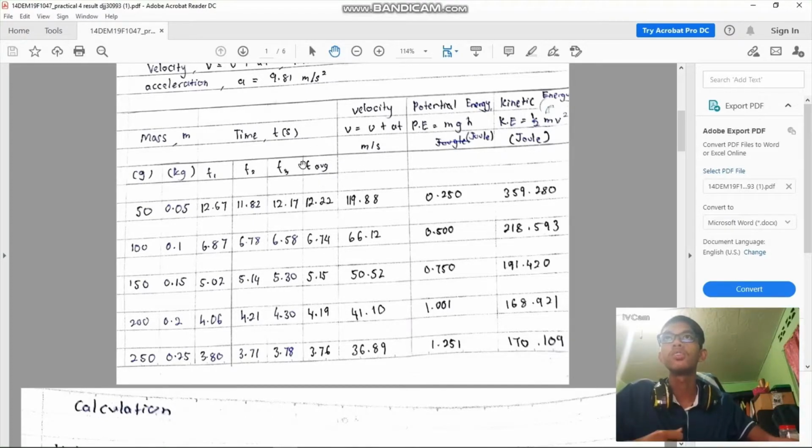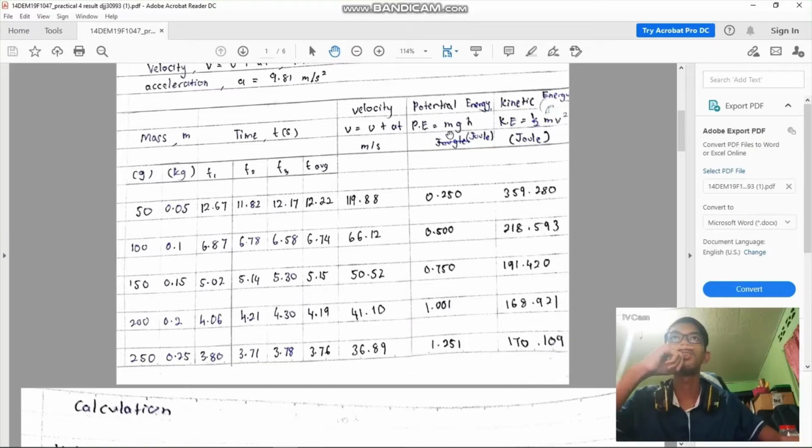After we got the average time, we can find the velocity using this formula u plus at. For 50 gram, we got 180.88 meter per second, 66.12 meter per second, 50.52 meter per second, 51.10 meter per second, and 36.89 meter per second. And then after that, we find potential energy using this formula.